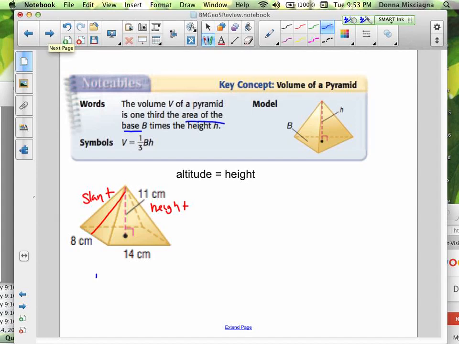Okay, so our base here, we'll find that first. Our base is just a rectangle. So the base on a pyramid is the side opposite the pointed side, the side with the vertex. So right down here is our base. It's a rectangle, and the area of a rectangle is length times width. So the area of our base is just 8 times 14, which is 112. The height is given, so I'm going to actually work over here. So the base is 112, the height is given, it's 11 centimeters.